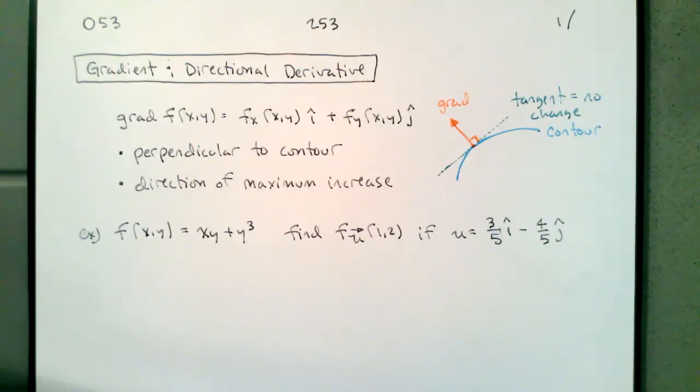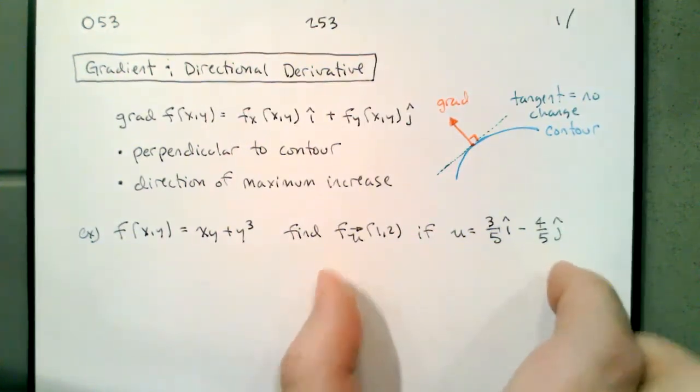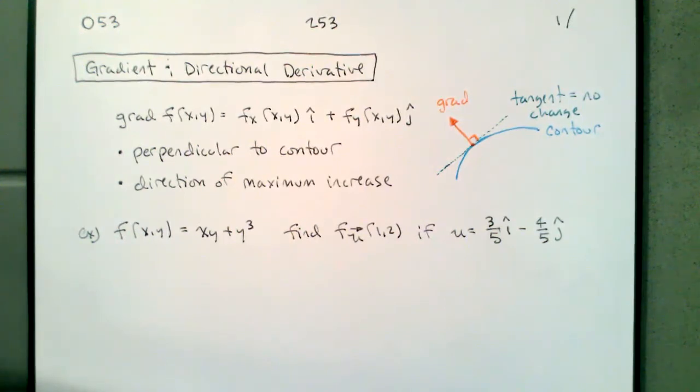So we have an example. Let's look at the function f of x,y, which will be xy plus y to the third. Let's first find the gradient of this function, and then we'll do all this stuff over here, figure out what that means.